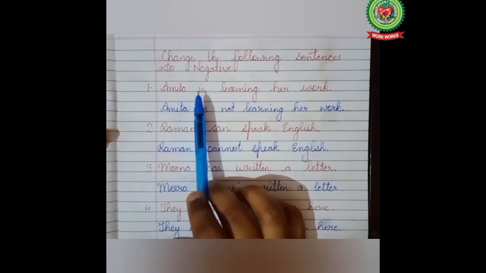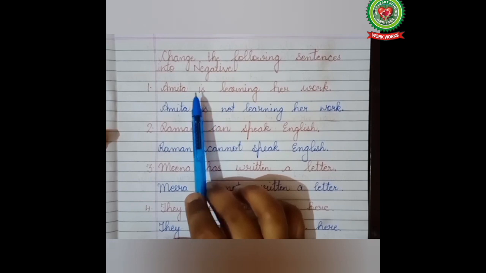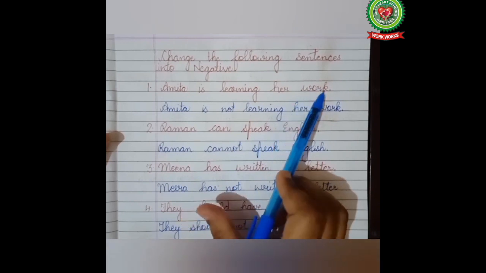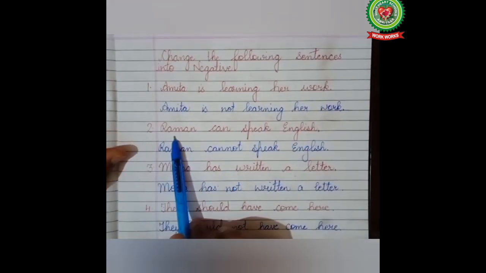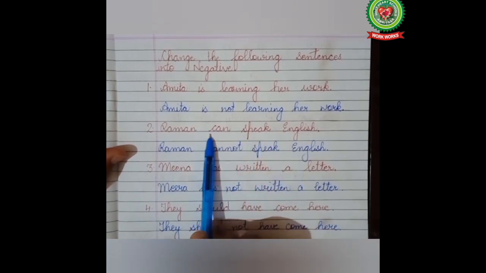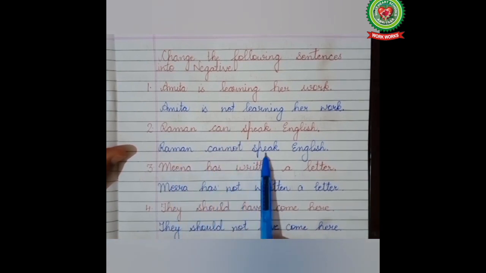At first, we have to identify the helping verb. And with the helping verb, we use the word not. So our answer is Amita is not learning her work. Full stop. Okay, look at example number 2. Raman can speak English. Here, our helping verb is can. And after can, we have to use the word not. So our answer is Raman cannot speak English.